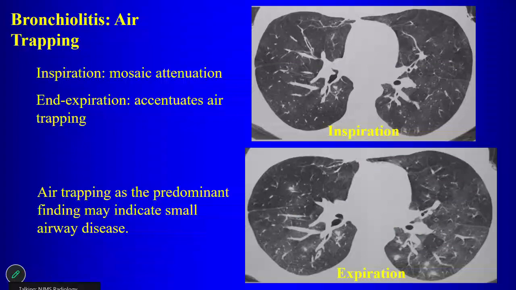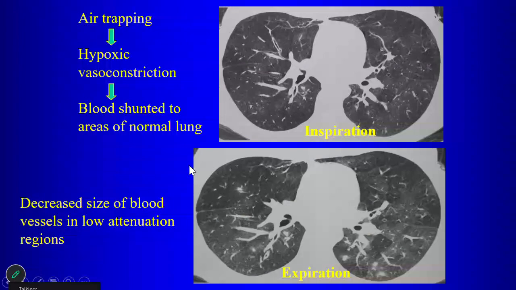So air trapping is best seen on expiratory views. You might see some mosaic attenuation on your inspiratory views, but that can be very subtle. But the expiratory views are very helpful to showing you those areas of air trapping. And again, if it's true air trapping, it can break down into these secondary pulmonary lobules, which tells you then that this mosaic attenuation, what you're looking at is air trapping, okay?